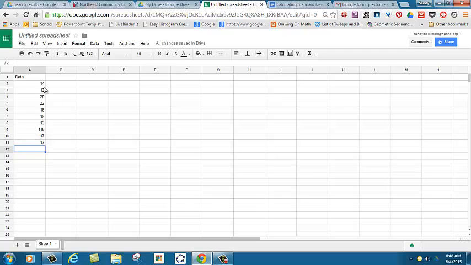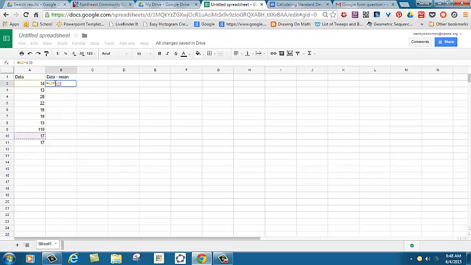Okay, so then my next column, by doing this by hand, was data minus mean. And so what I'm going to do here is take each number that I had over here, and subtract the mean. So I'm going to go equals, and take the cell that I have here, and then subtract the mean, which is this cell here.